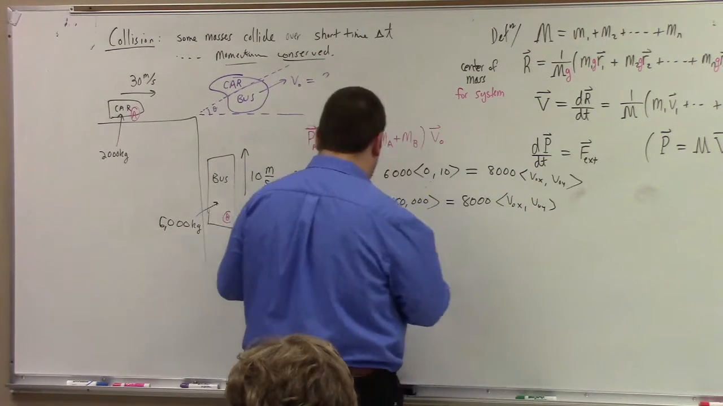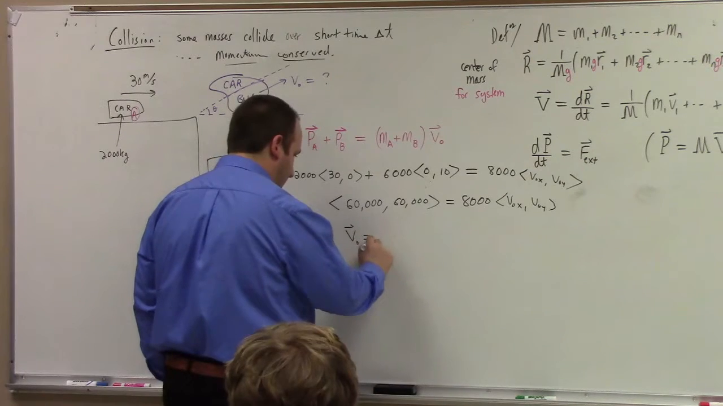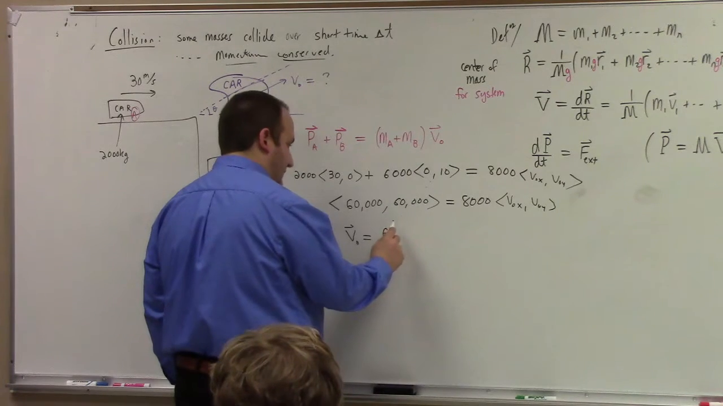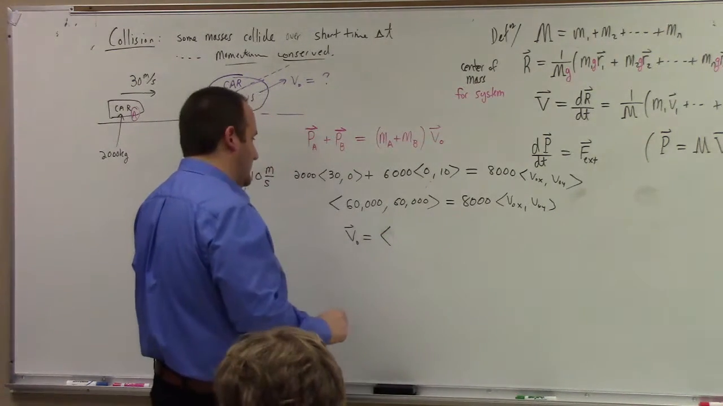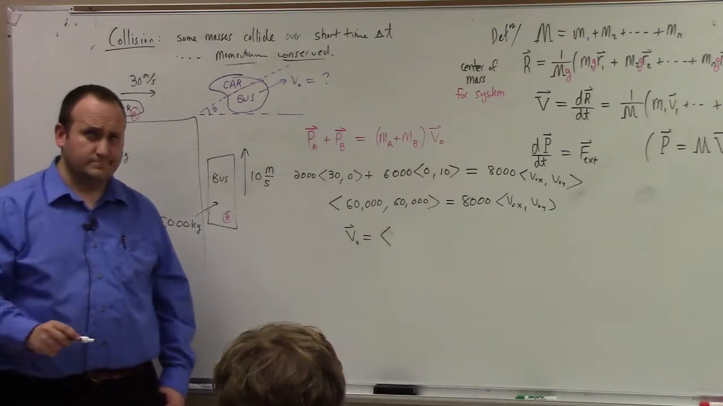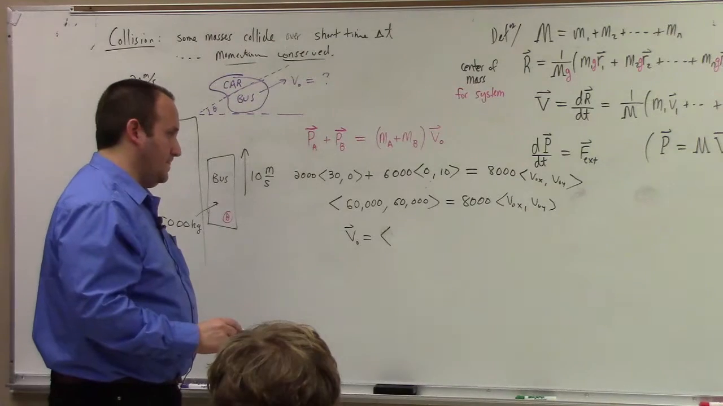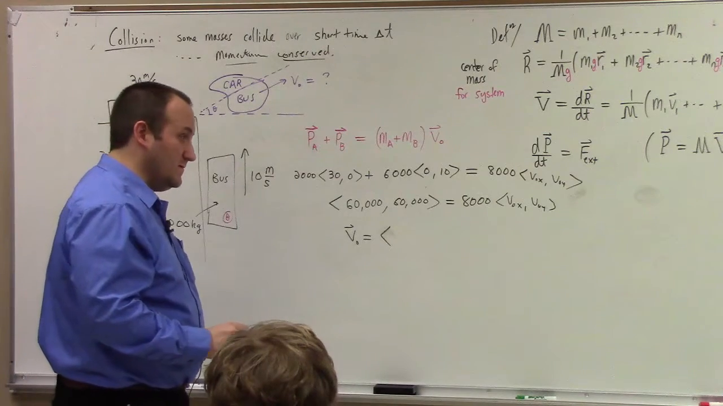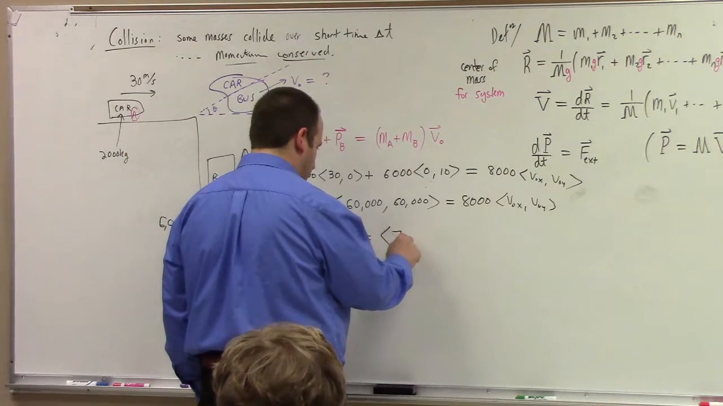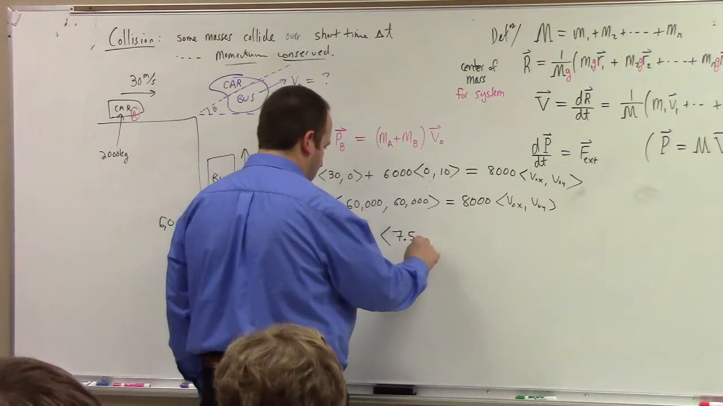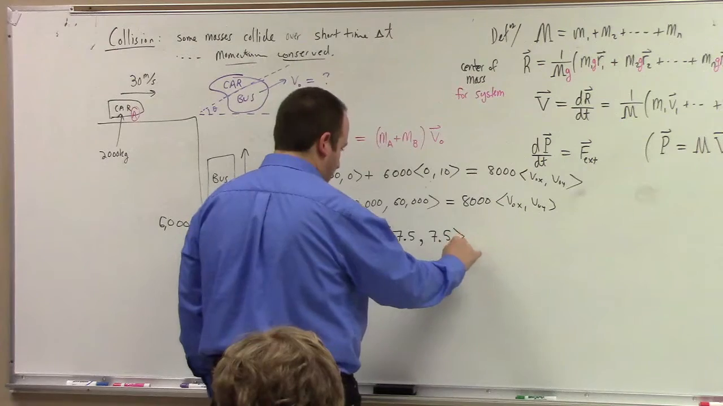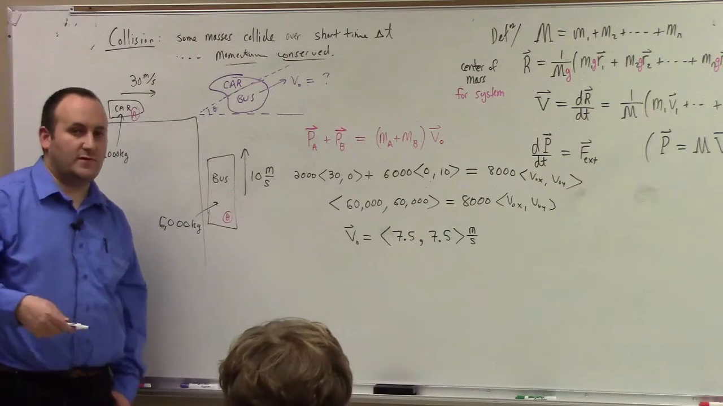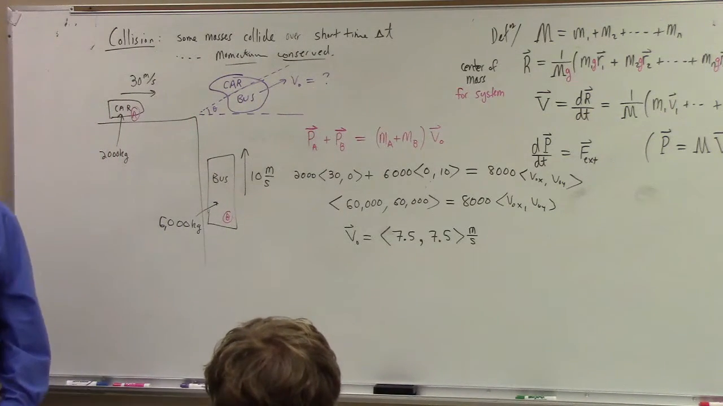So what does this tell us? The velocity is actually equal to, looks to me like, good grief. What's 60,000 over 8,000? Is it 7.5? Yeah, 7.5. And let me care about units finally. This was all done in seconds and kilograms, right? Meters per second.